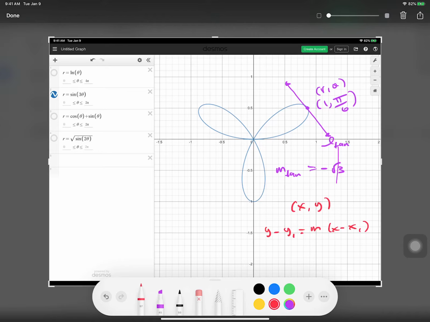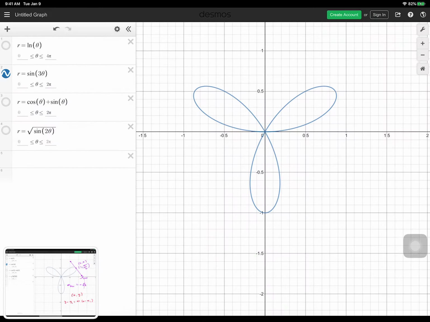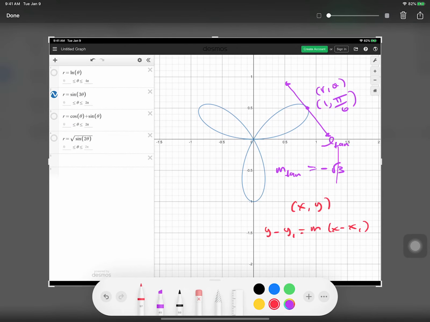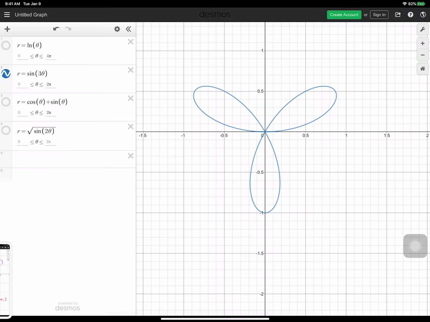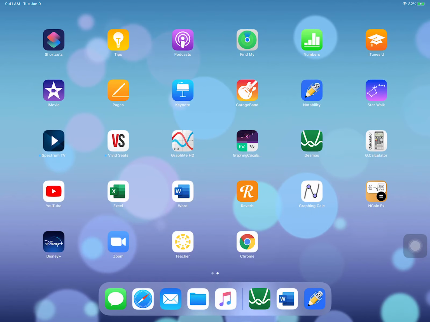So if I said, let's go back here, and we know r is 1, theta is pi over 6. We want to save that maybe. I don't know where we're going to save it. Let's save to photos. I don't know. I was saving it to files the other day, right?